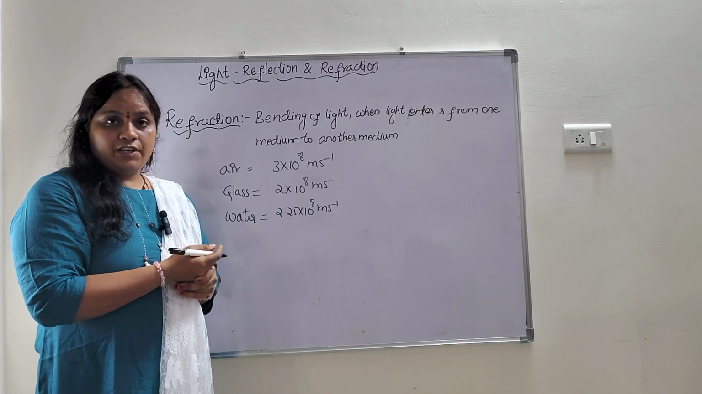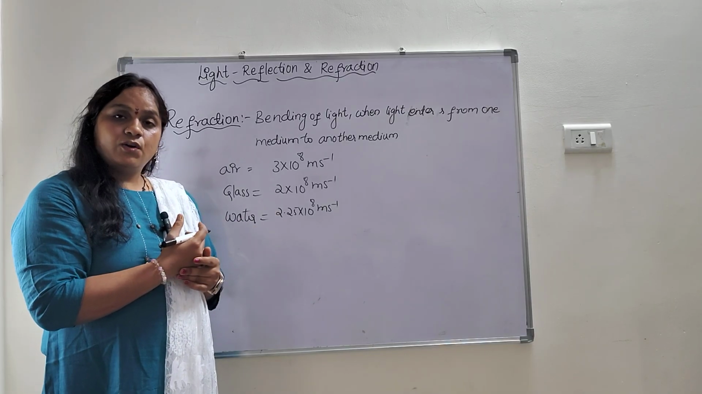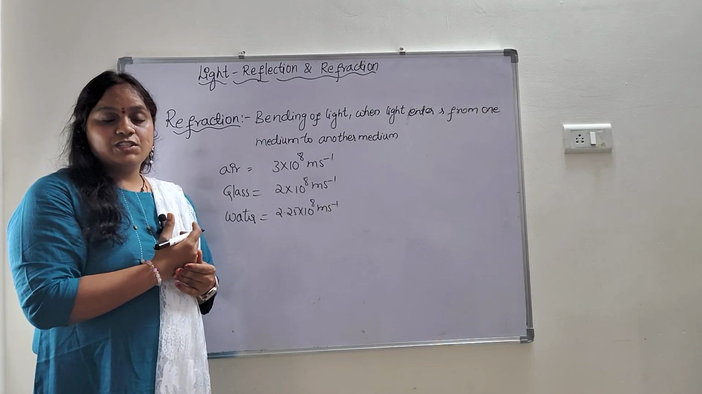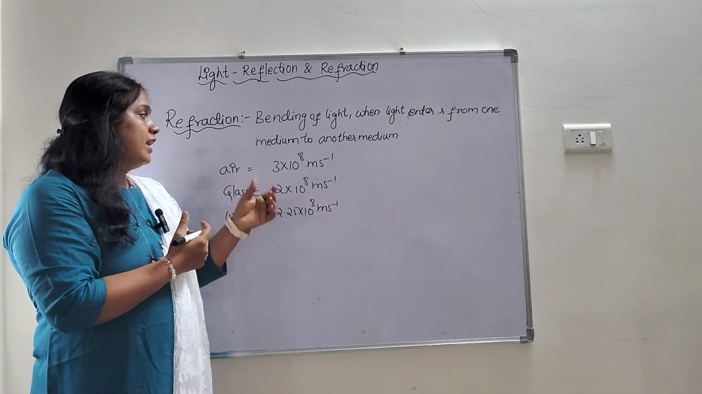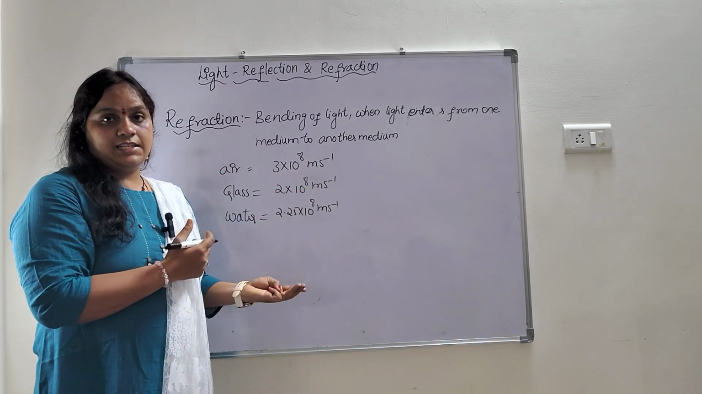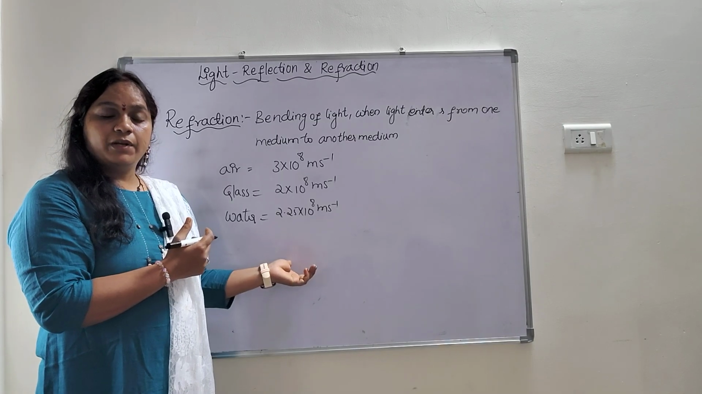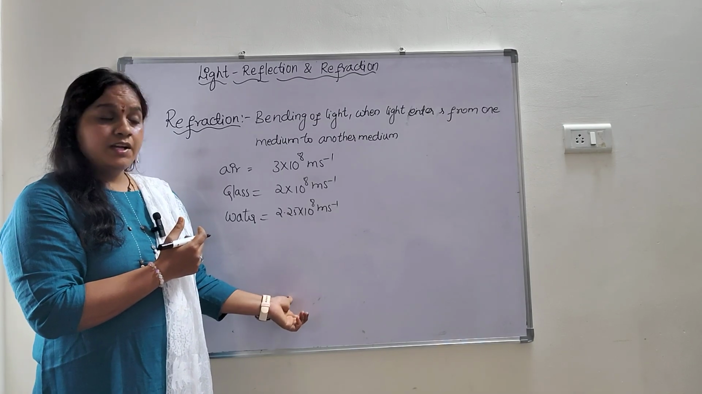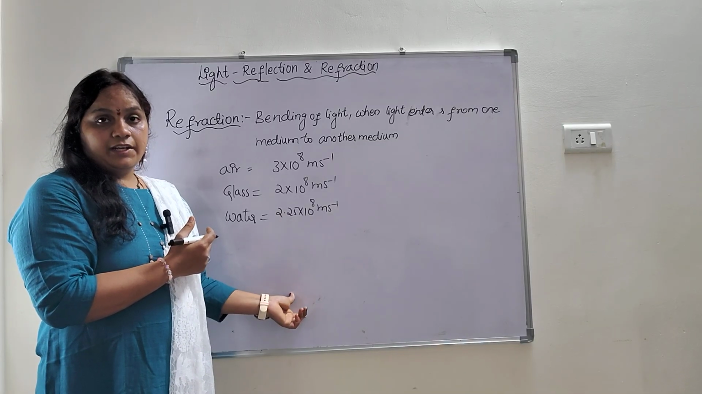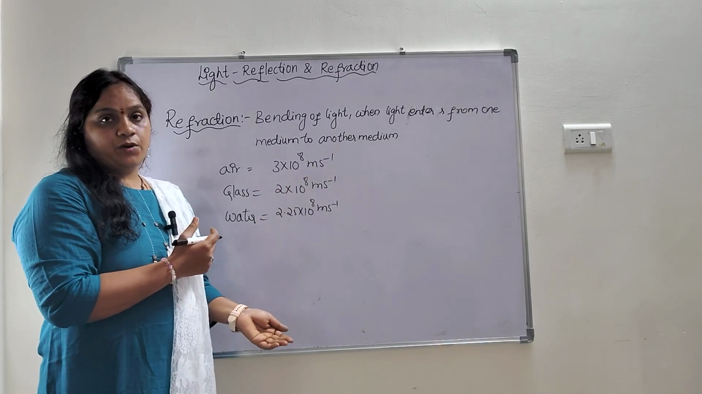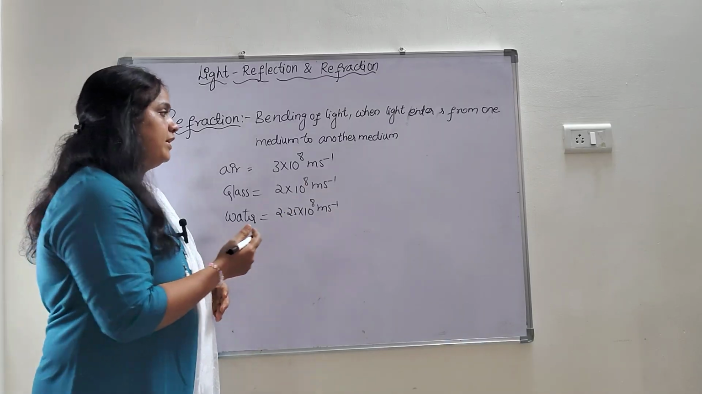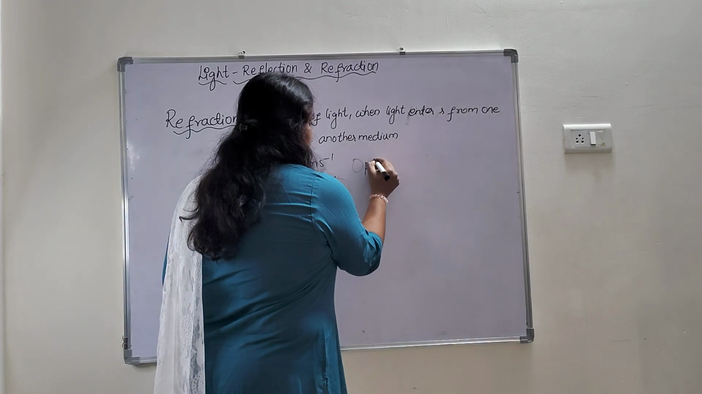So what is the cause of refraction? The speed of light will be different in different mediums. That is the cause of refraction. Before knowing about the three cases, like when a ray of light moves from optically rarer medium to denser medium, when it moves from denser to rarer medium, and when a ray of light is incident normally, we should know what is optically rarer medium and optically denser medium.